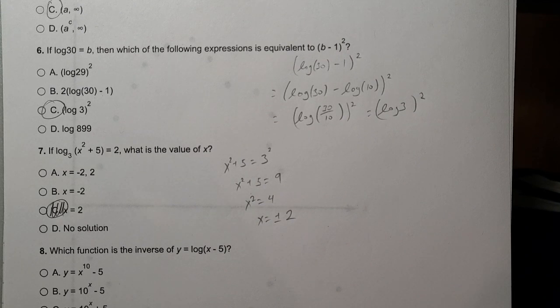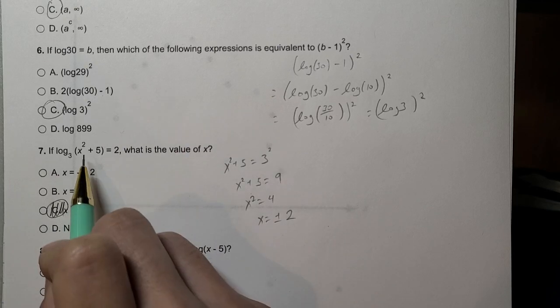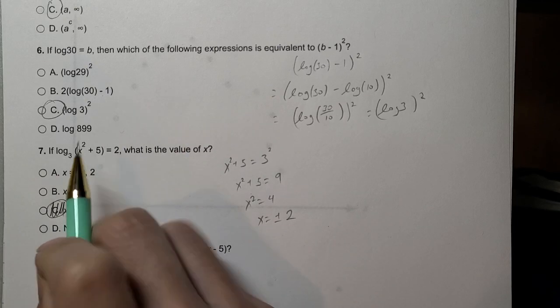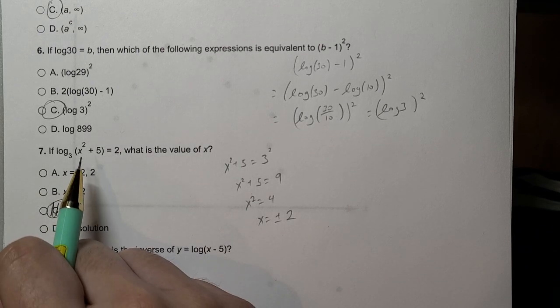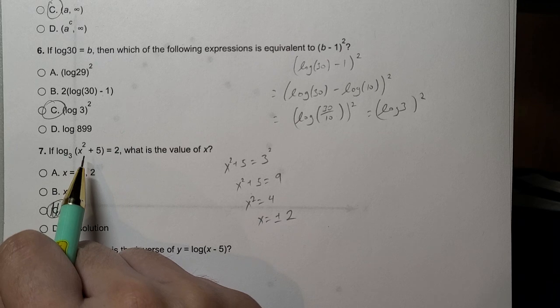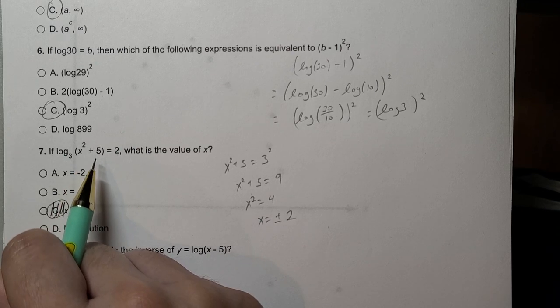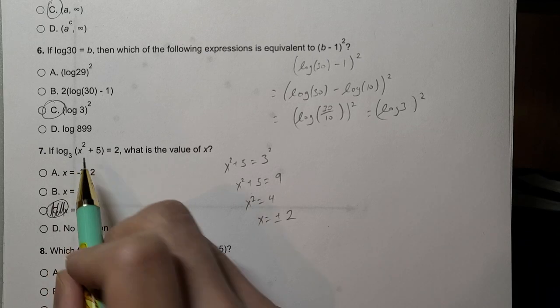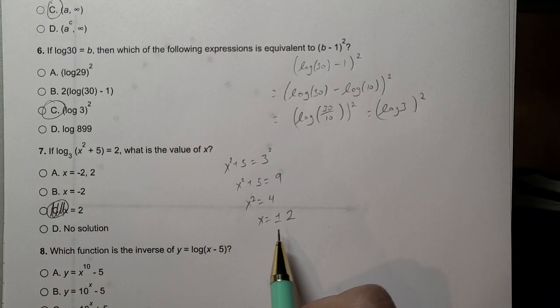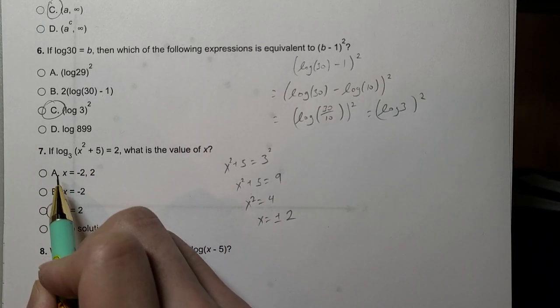We need to double check that this is in the domain. The domain of this would be x squared plus 5 has to be greater than 0. Well, when we square something and we add it to 5, squaring something is always positive and we add 5. It's going to be always positive, even if x was 0. So these two are in the domain. So 7 should be A.